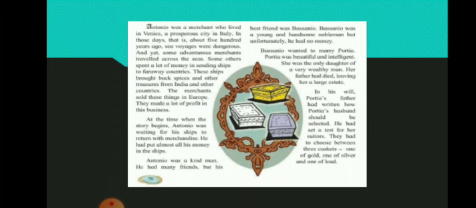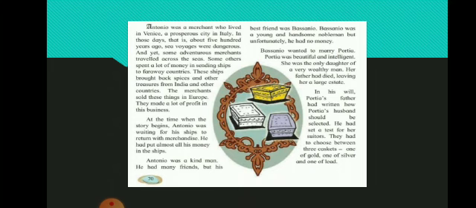Okay, Antonio was a kind man. He had many friends, but his best friend was Bassanio. Bassanio was a young and handsome nobleman. Again, young and handsome are adjectives used for nobleman. Okay, nobleman means a man who belongs to the highest social rank. By rank he belongs to the highest social rank in society, having the highest place. Okay, that is called nobleman.